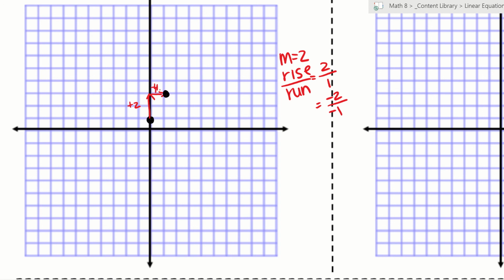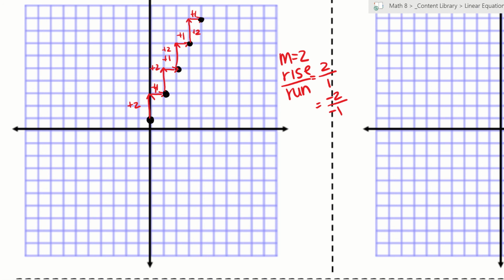We'll continue. We're going to go up 2 over 1. That's where my next point is. Up 2 over 1. That's my next point. Up 2 over 1. That's my next point. Okay.